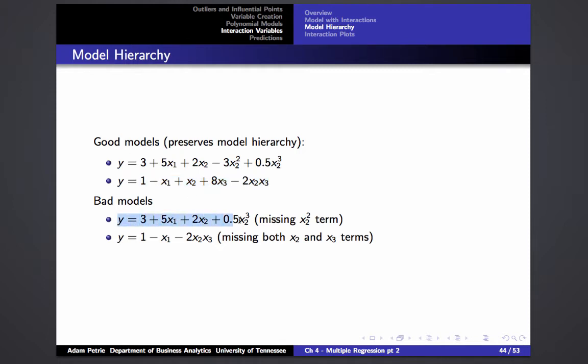This would be a bad model that violates model hierarchy because you'll notice I have my x2 term and x2 cubed term here, but I'm missing the x2 squared term. I'm violating hierarchy here. And likewise, I'm violating model hierarchy here because I have the interaction between x2 and x3, but I'm missing the individual components, the x2 term and the x3 term in my model. Okay, so when we fit the interaction, there are conventions for including the components of the interaction as well. Likewise, there's a convention for keeping all the powers of x in the polynomial model.